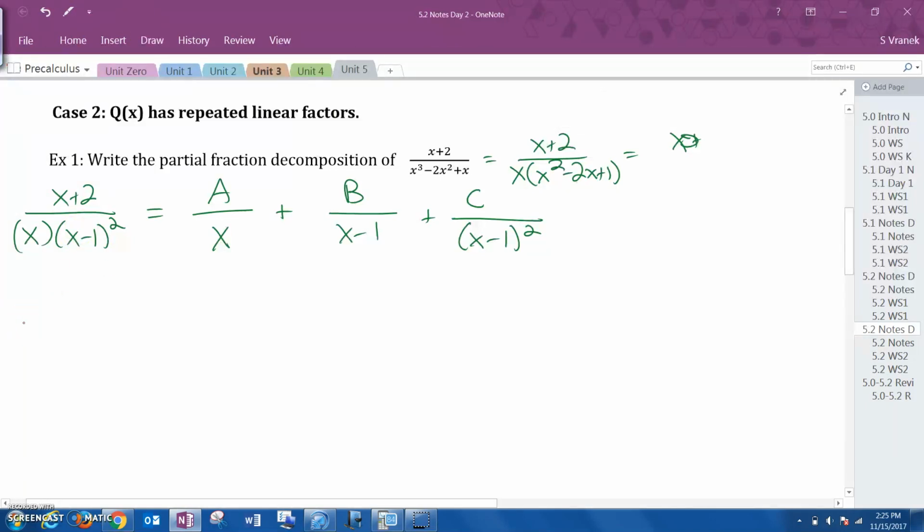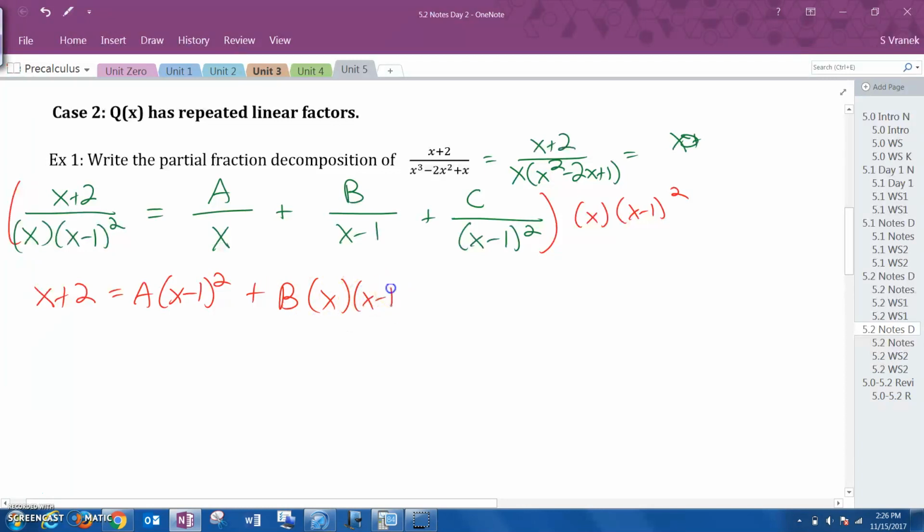It's now very similar to what we did yesterday. You multiply by the LCD, which is the x times x minus 1 squared. So when you do that, you're left with an x plus 2 on this side. The a multiplied to this, the x's will cancel, so you're left with the a and the x minus 1 quantity squared. You cancel one of the x minus 1's with the b, so we just are left with x and then x minus 1. And then finally, if you look at c, both x minus 1's will cancel, so we're left with just c times x.